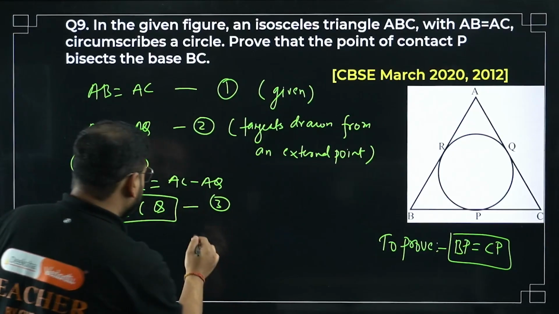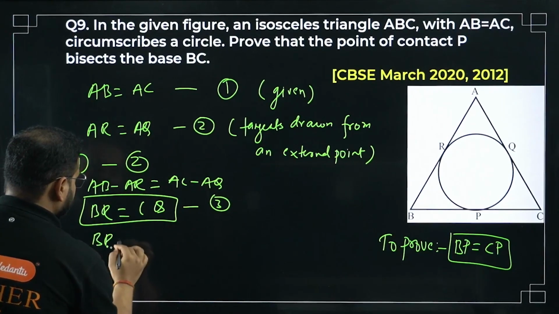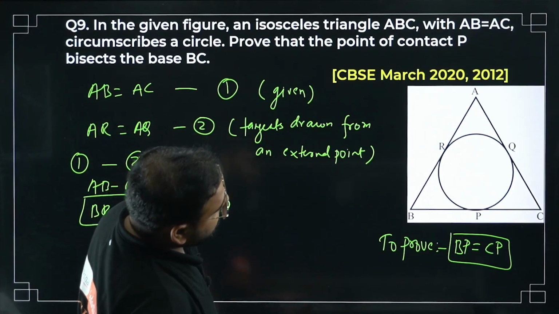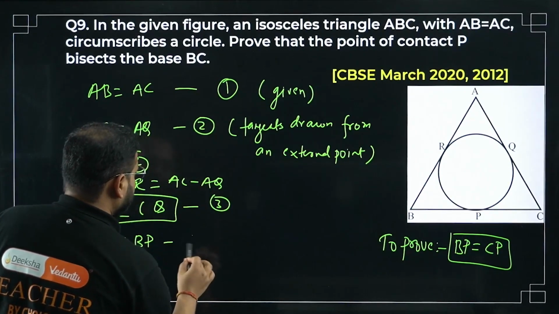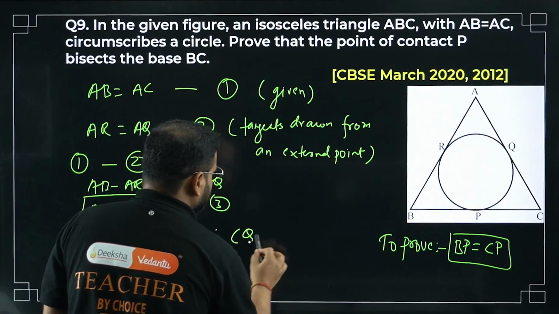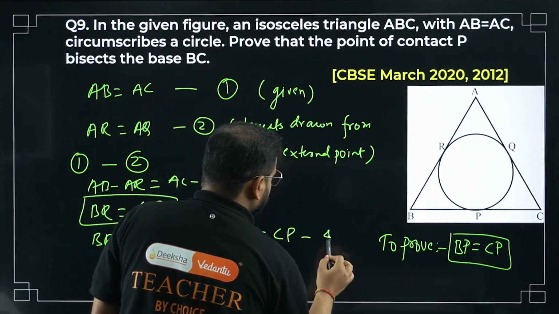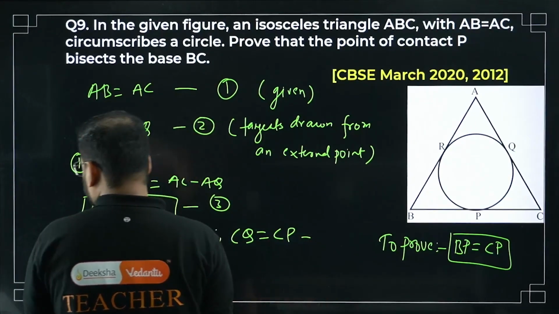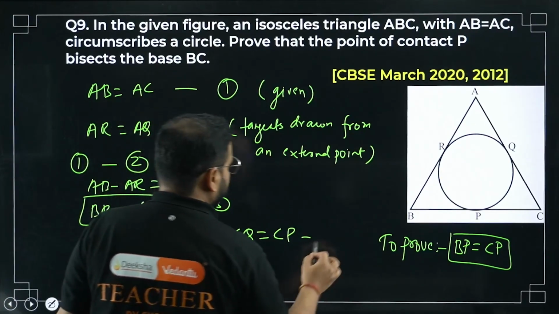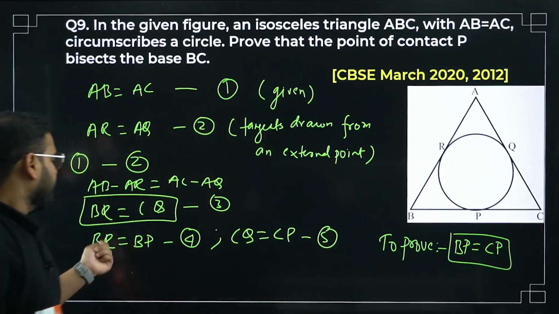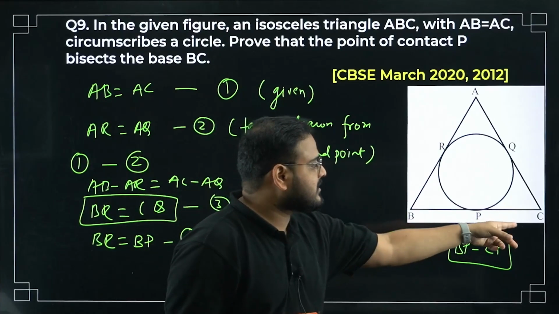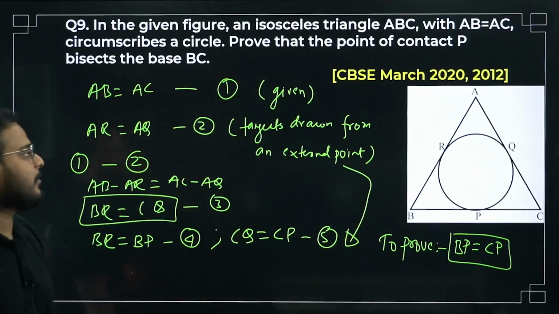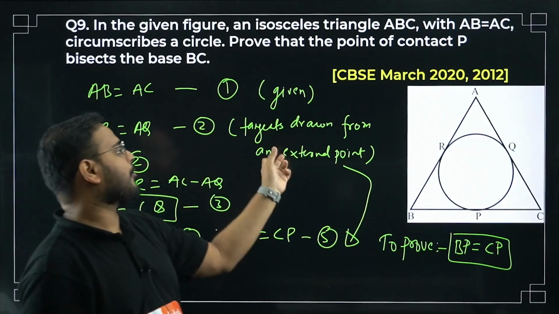Also, BR equals BP. This is equation number 4. And CQ equals CP, equation number 5. So many equations. Is it difficult? Of course not. BR and BP are equal, CP and CQ are equal. Why? The same reason: tangents drawn from the external point are equal.